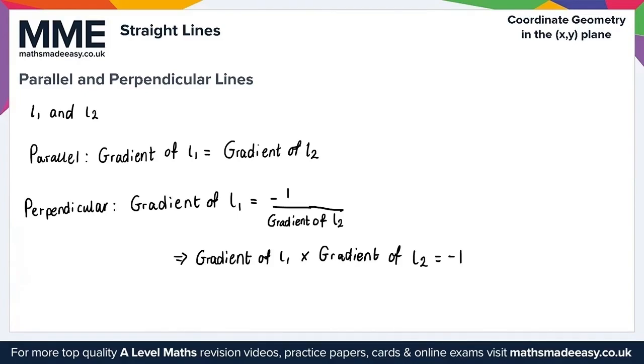And a quick tip here is that it's easiest to compare gradients if you put the lines in the form of y equals mx plus c. Okay, so if you use y equals mx plus c, it's easiest to see the gradient in this form. Okay, so that gives us everything we need for parallel and perpendicular lines, and that concludes this Maths Made Easy video on straight lines.